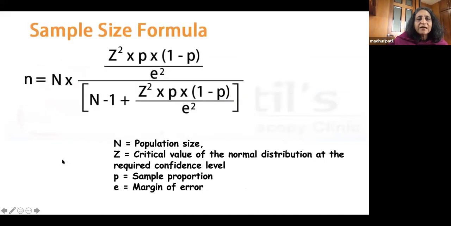So I've taken an example, and this is the formula you use, where N is the population size, Z is the critical value of the normal distribution at a required confidence interval, P is the sample proportion, and E is the margin of error.